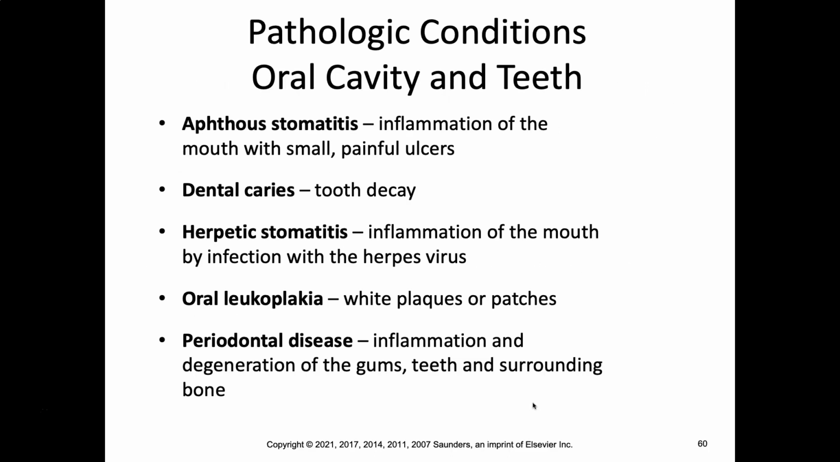Some pathologic conditions involving the oral cavity and teeth. Aphthous stomatitis, inflammation of the mouth with small, painful ulcers. Dental caries, tooth decay. Herpetic stomatitis, an inflammation of the mouth caused by the herpes virus infection. Oral leukoplakia, white plaques or patches in the mouth. Periodontal disease, where you have inflammation and degeneration of the gums, teeth, and surrounding bone.